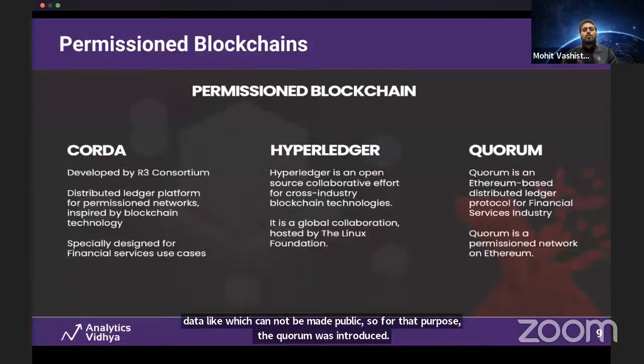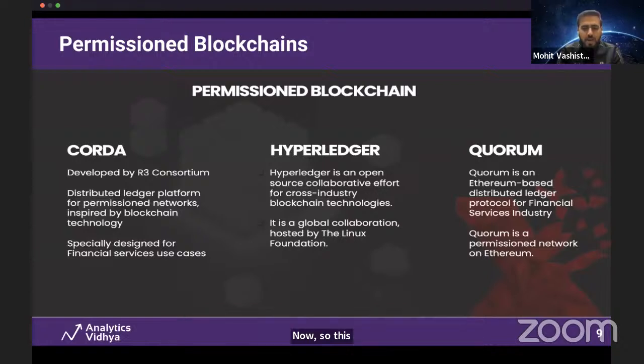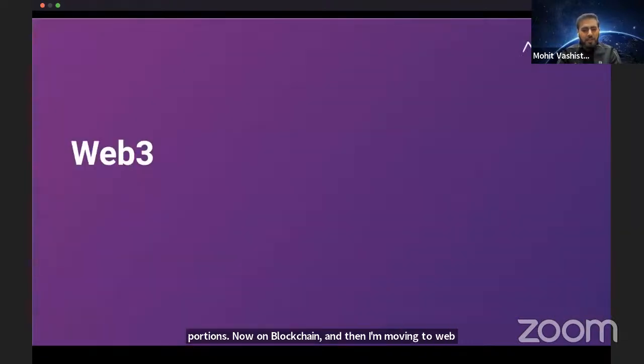Now, this was all about blockchain. Because of constraints of time, I will not take questions now, but you can collect all your questions on blockchain, and I'm moving to Web3. Then you can collect all those questions on Web3 as well.